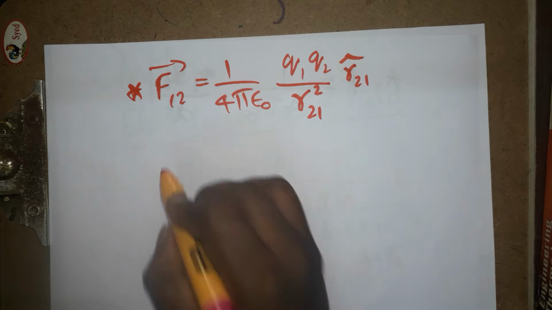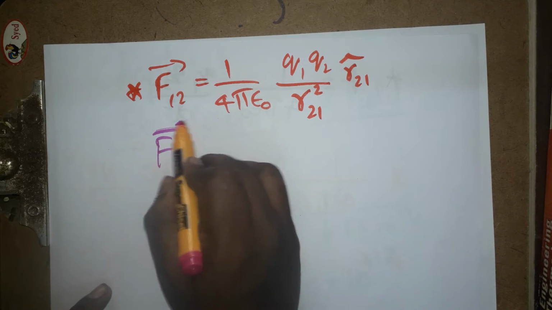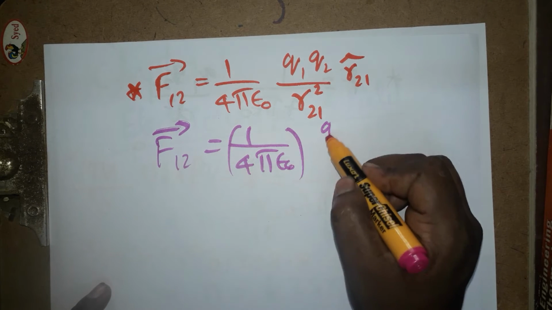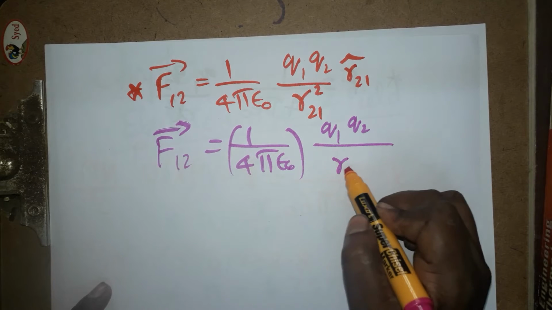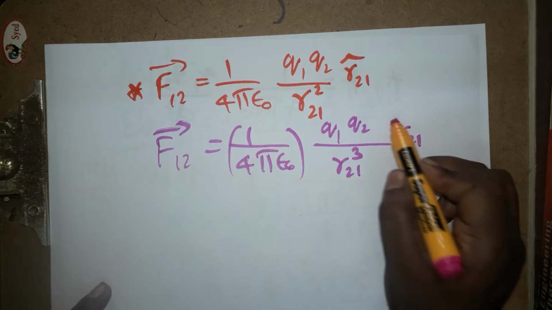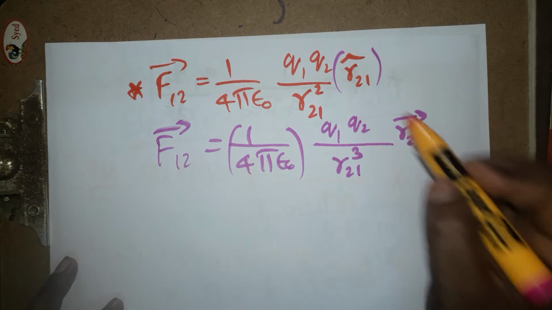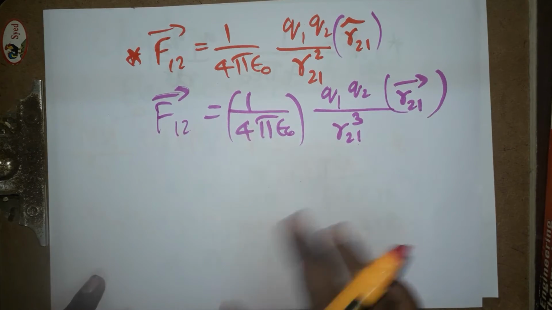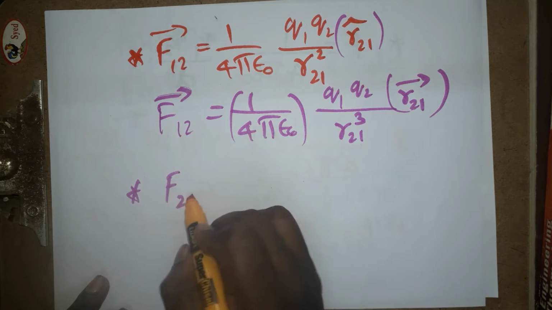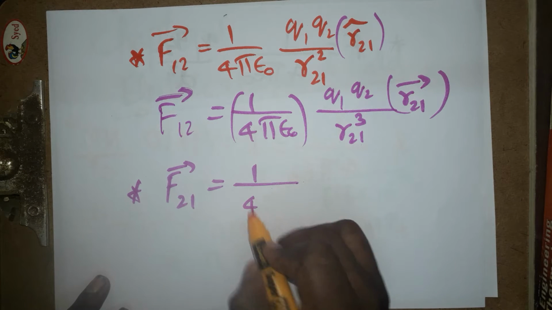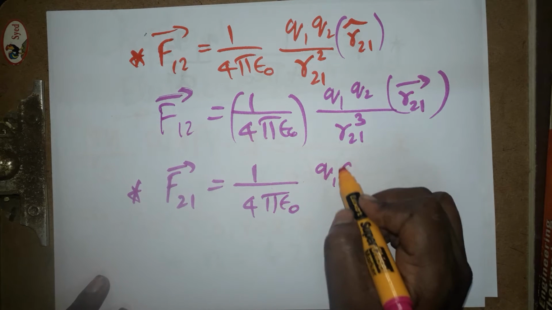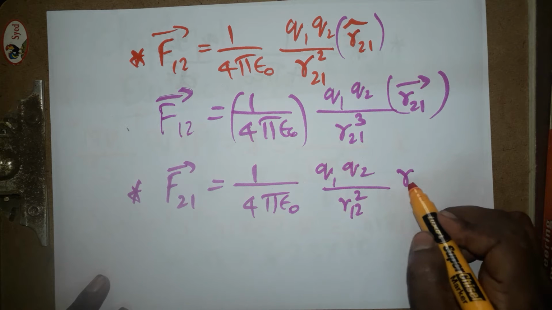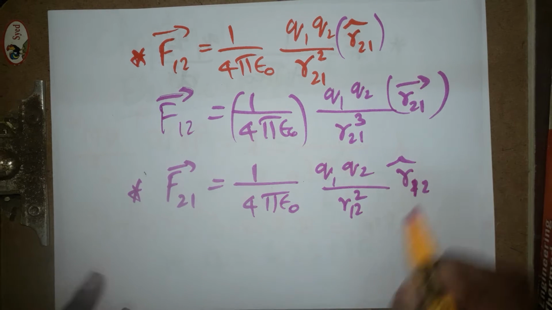The other way of writing Coulomb's law in vector form is 1 divided by 4 pi epsilon naught, which you can also take as k, q1 q2 divided by r21 cube, r21 vector. This one is called the unit vector and this is called the vector, so when you do that you should make it a cube here. The next formula, force on the second charge due to the first charge, is 1 divided by 4 pi epsilon naught, q1 q2 divided by r12 square, r12 unit cap. The distance has changed now.